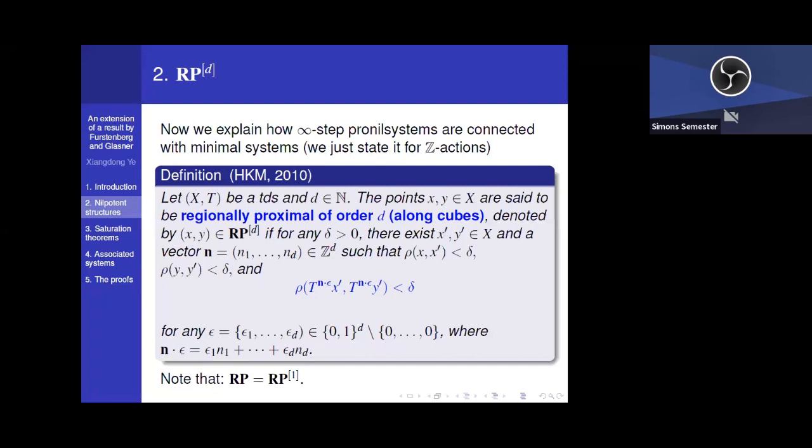I think in the previous talk, Jonathan introduced this for G actions. For Z actions, it seems simpler. This definition was given by Host, Kra, Maass. We say (x, y) is in the regionally proximal relation of order d if, as before, you can find a vector in Z^d such that for any epsilon in the cube, this condition is satisfied. For d equal to 1, this is nothing but the regionally proximal relation.